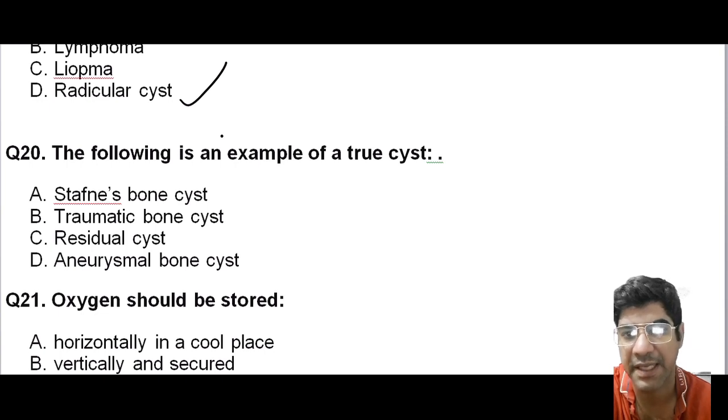The traumatic bone cyst is characterized by a cavity within the bone and is caused by trauma. It lacks epithelial lining and is not a true cyst. The residual cyst is a true cyst, and it is formed from remnants of an earlier cyst that has been partially or incompletely removed. So the answer is C.